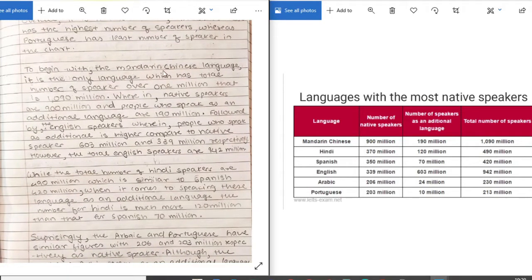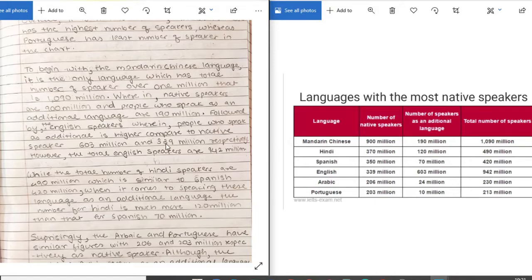To begin with, the Mandarin Chinese. Now you have to note down that Mandarin is a proper noun wherein the M would always be capital. The Mandarin Chinese language is the only language which has a total number of speakers over 1 million. No, 1 billion. That is 1090 million. No, that is 1 billion. Wherein native speakers of 900 million and people who speak as an additional language are 190 million, followed by the English speakers, wherein people who speak as an additional language is higher compared to the native speakers.